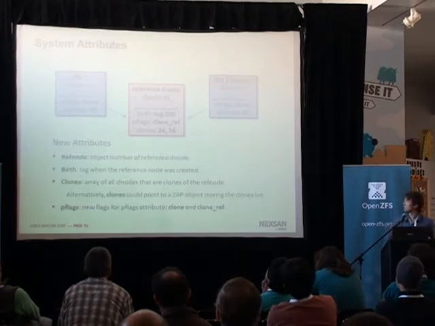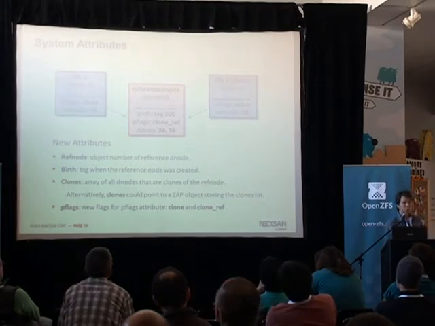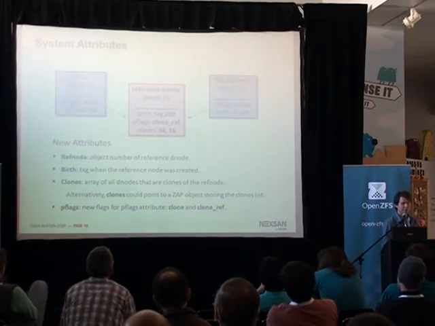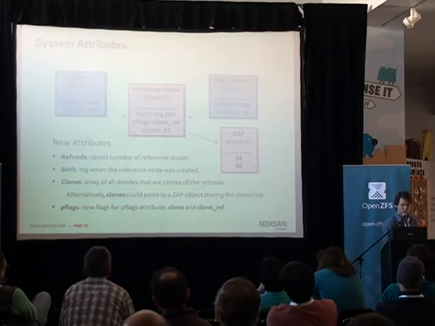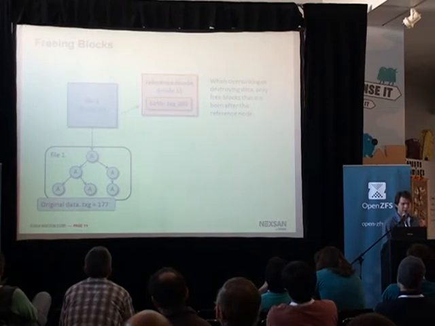On the next slide, we have just a list of all those new attributes, the same thing as the last slide. Talking about the clones, if it's too complicated to make the attribute a resizable array of integers, we can also simply create a new ZAP object, and the clones attribute will just point to the new ZAP object, which is going to contain the list of all the clones. So that's another alternative.